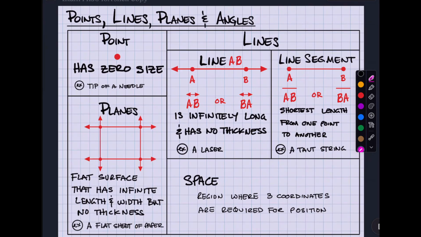points, lines, planes, and angles. So a point is just a point. It has 0 size. It's like a tip of the needle. Lines, there's 2 types of line. There's line with arrows on both sides. Those are infinite in length, but we still name it as AB or BA. If it's a line segment, that means it's a distance of 2 points, right?